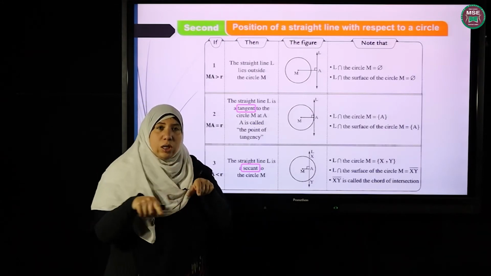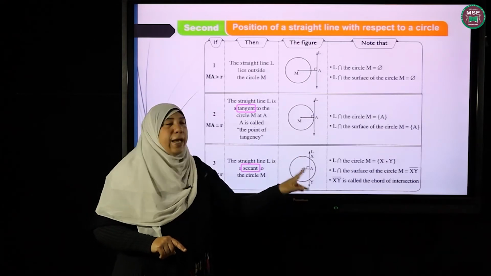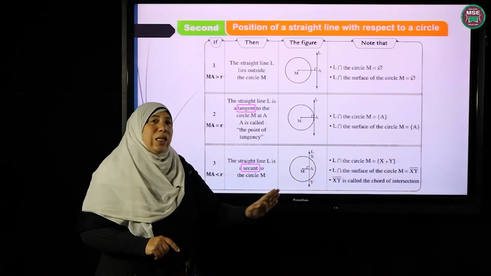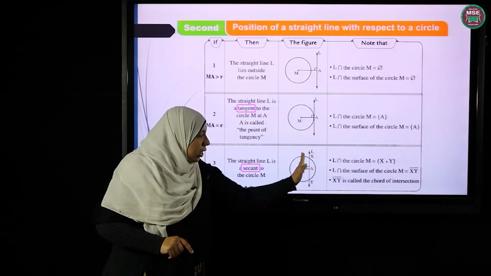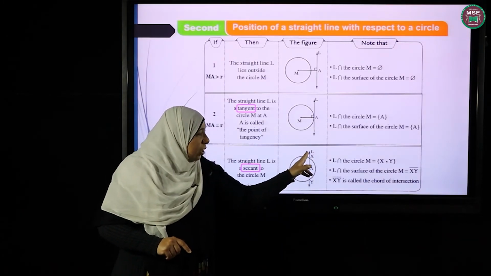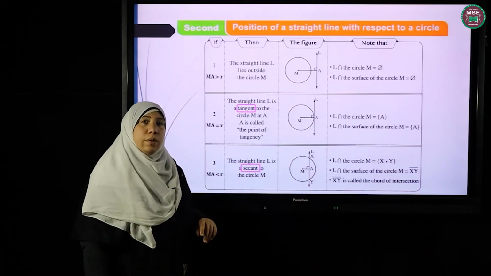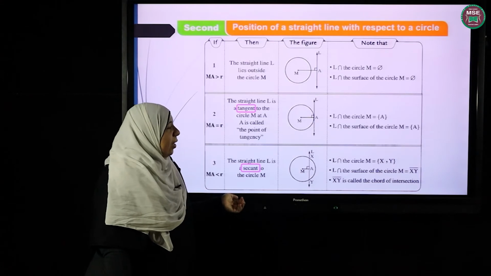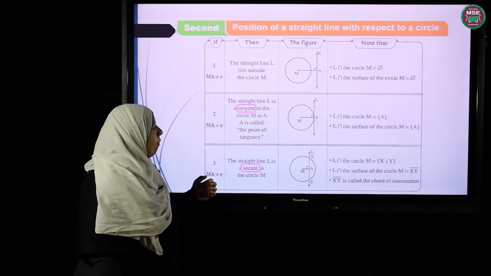I have the circle, and the line intersects it only at X and Y. And the coin or the surface of the circle, which is all this area, so the common part between them would be the line segment XY. And XY is called the chord of intersection. We have an example here.